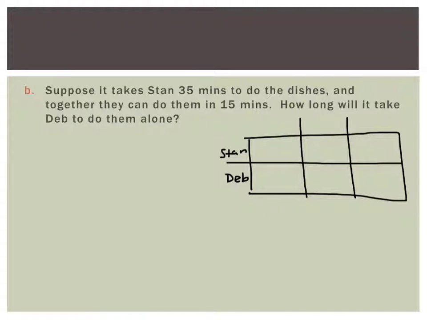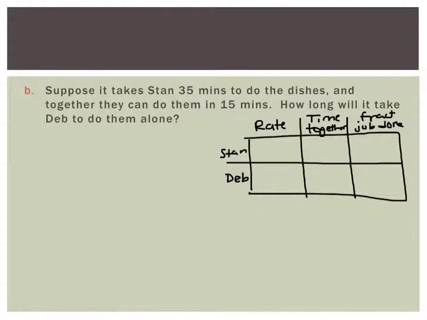B says, suppose it takes Stan 35 minutes to do the dishes, and together they can do them in 15. How long will it take Deb to do them alone? So this time I'm not trying to find out how long it will take them together, but we want to know how long it would take Deb to do it by herself. So remember, my labels are rate, time working together, and fractional part of the job done.